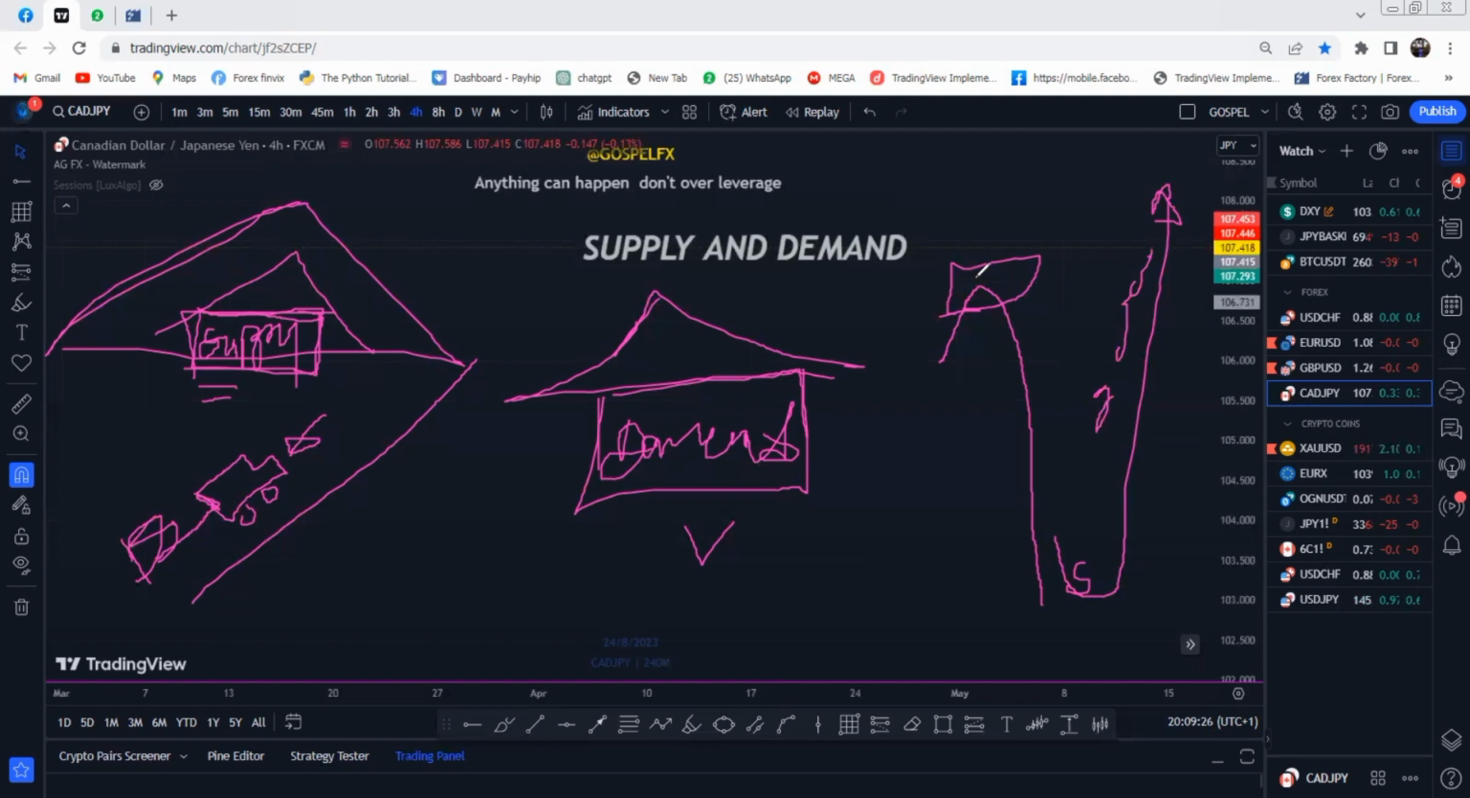But now, what if the supply was too high and the demand was low? The supply is going to push the prices down. It is as simple as that. So we are going to be looking at it now on the chart. Let me explain again with a diagram.